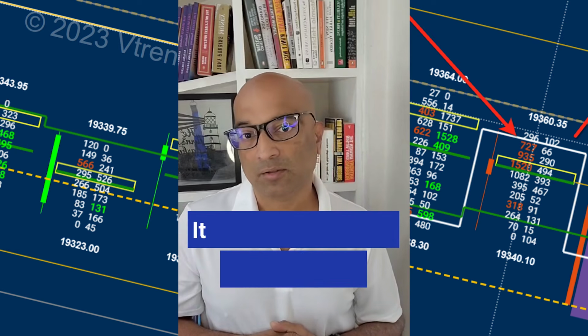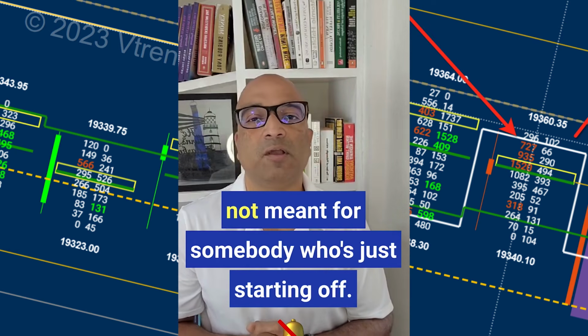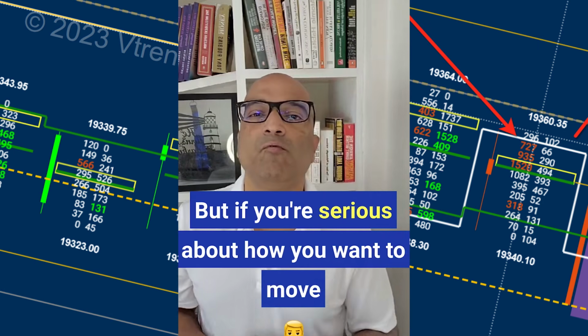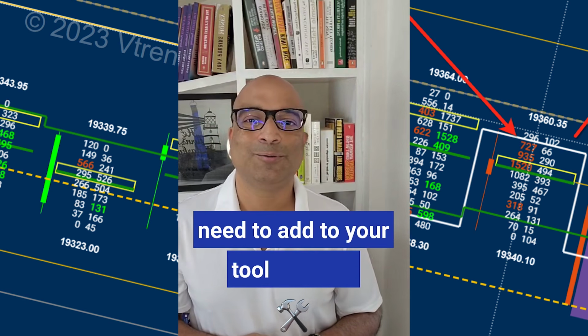I'll be honest with you, it is complex and it's tough, and it's not meant for somebody who's just starting off. But if you're serious about how you want to move your trading forward, this is the one thing which you need to add to your tool arsenal, right?